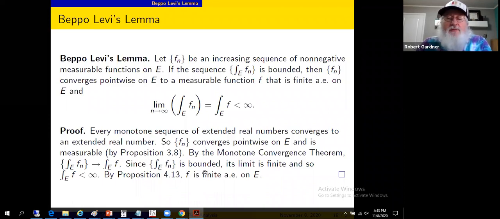Since these are bounded, then its limit's got to be finite. That is, the integral over E of f must be finite. The limit on the right's finite. All these things are bounded by the same thing. Call it capital M. So this thing here, their limit value is also bounded by capital M. So that gives us the finiteness of the integral. Knowing the integral is finite, we just observe proposition 4.13 that being integrable implies the function f must be finite almost everywhere on set E, and that was the final claim there. So there's Lebesgue's lemma. It's pretty much a convergence theorem as well.